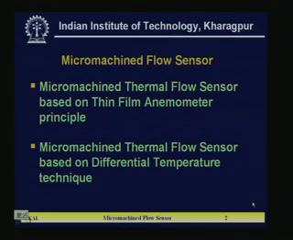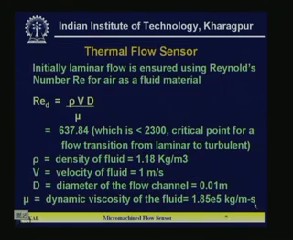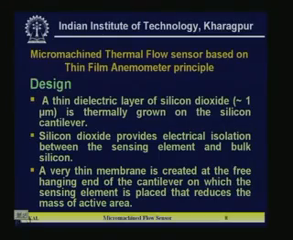Now I will directly go to the design perspective of the thermal flow sensor based on the thin film anemometer principle. In the design perspective, what is to be done? First, a thin dielectric layer of silicon dioxide of 1 micron is thermally grown on the silicon cantilever. Why is this required? Because the sensing element, in this particular case, is basically a thin film resistance, and if you make the thin film resistance directly on silicon, silicon is also a semiconductor material, it will have certain conductivity.